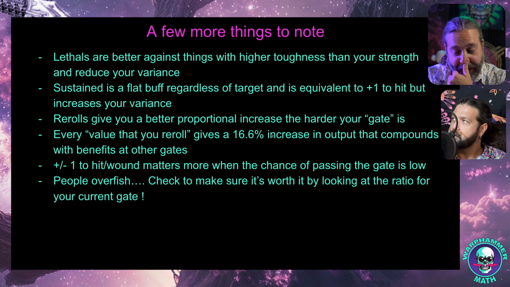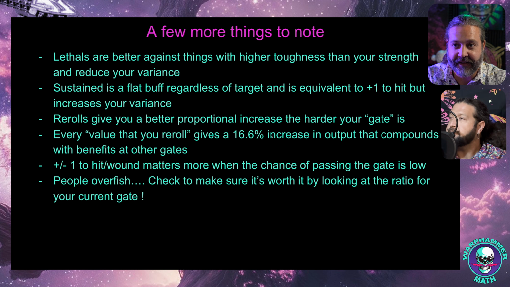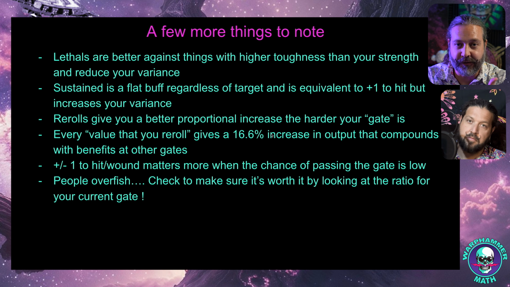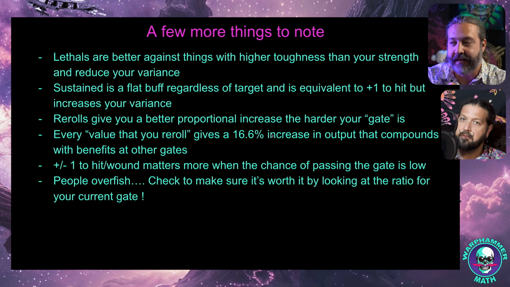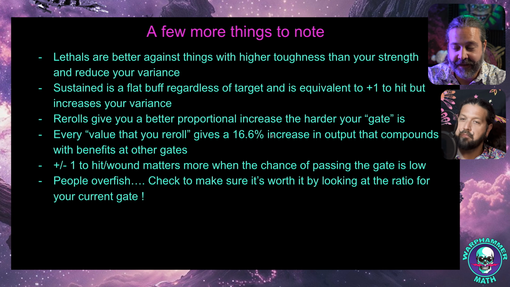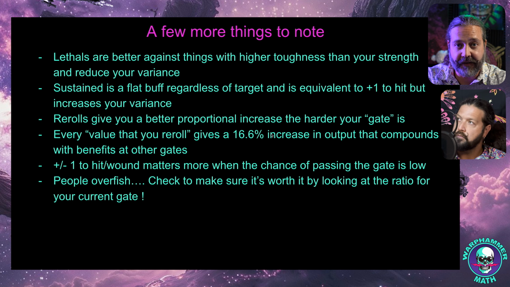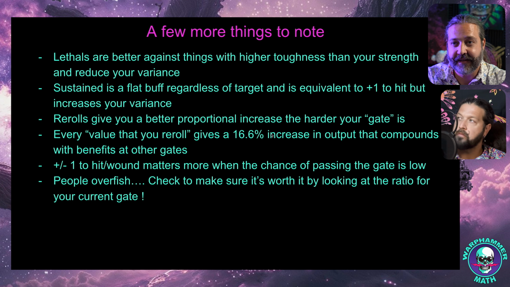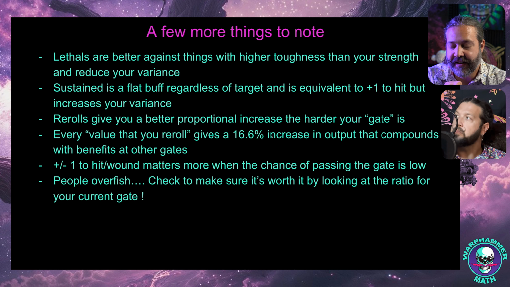All right. So some takeaways. Lethals are better against things with higher toughness. And whenever you use lethal hits, you actually reduce the variance, reduce the spread in your attacks. So lethals actually makes your attacks more consistent. You want to use sustained against things with lower toughness, ideally. But sustained also increases your variance. So I thought that was an interesting difference between sustained and lethals.